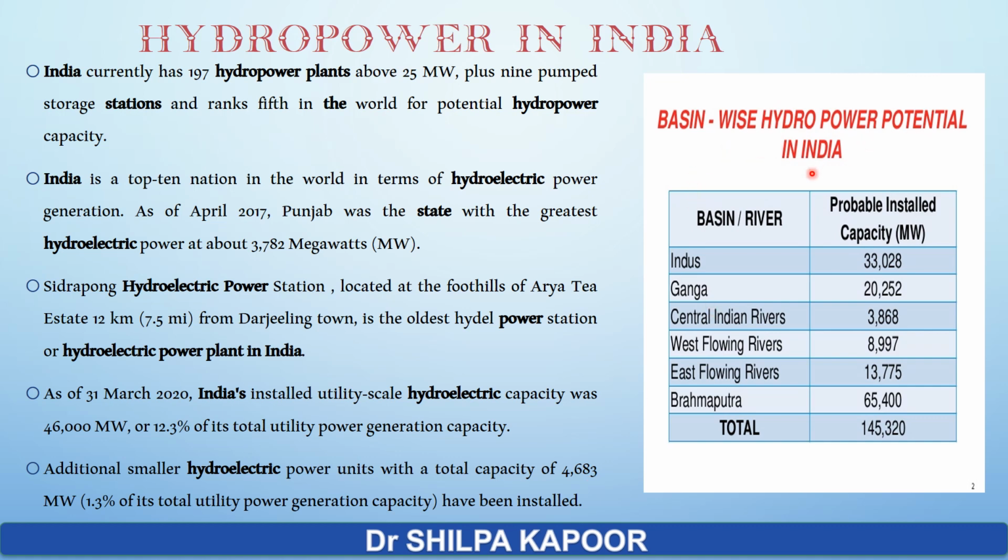Basin-wise hydropower potential in India. Basin-wise, and this is the installed capacity in megawatt. Indus 33,028 megawatt, Ganga 20,252 megawatt, Central Indian Rivers 3,868 megawatt, West flowing rivers 8,997 megawatt, East flowing rivers 13,775 megawatt, Brahmaputra 65,400 megawatt. Total 1,45,320 megawatt installed capacity.